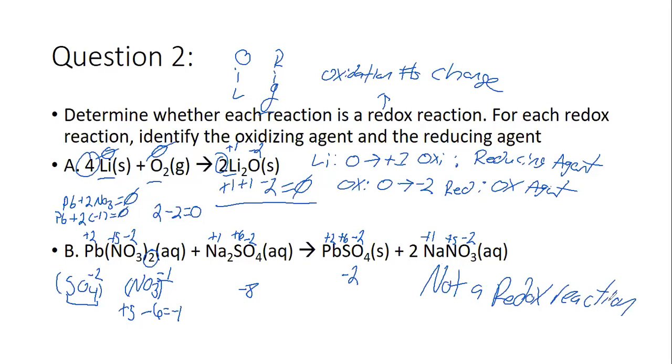A redox reaction only occurs if we have oxidation states changing from one side of the arrow to the other. In B, that did not happen. We figured out the oxidation numbers and we saw no change. Therefore, we can determine this is actually not a redox reaction. Questions on how I did B?